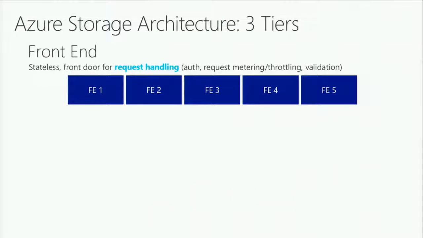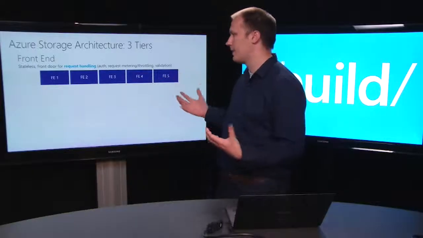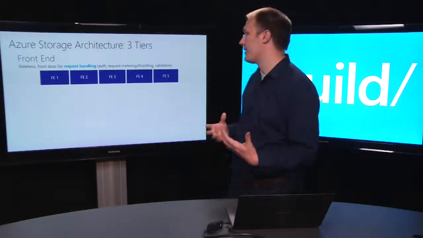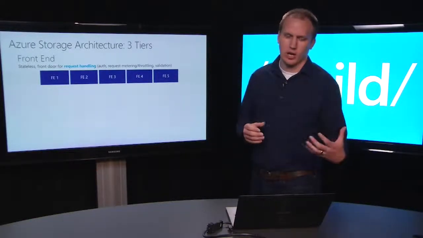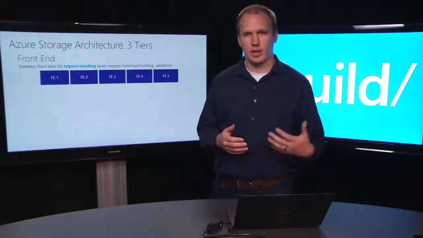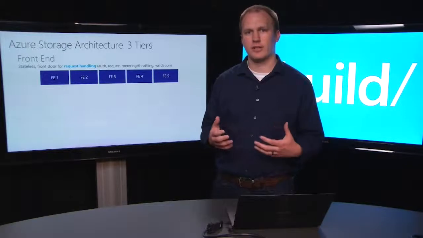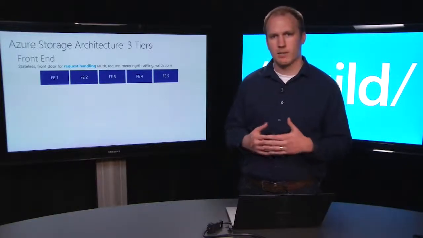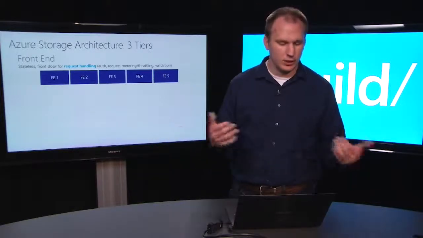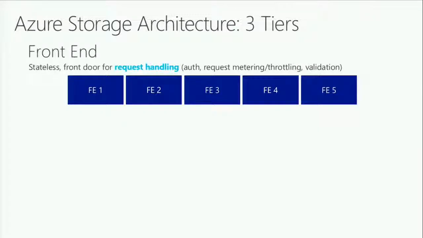So the Azure storage architecture really is 3 tiers. The first tier of the Azure storage architecture is the front-end tier. This is a stateless layer. It's really meant for request handling. So it handles all the request validation. It'll do metering, throttling, auth. All those things are handled at the front-end layer, but it's fully stateless. So any request you send to the storage service could go into any one of the front ends.